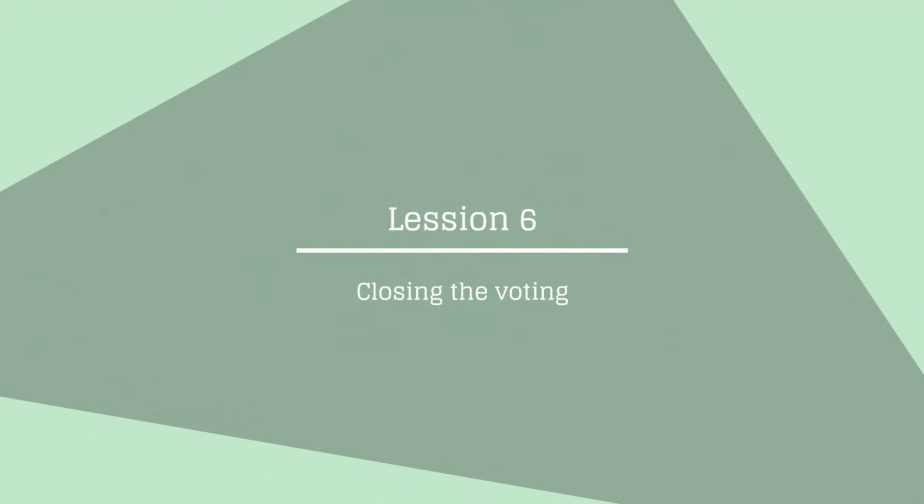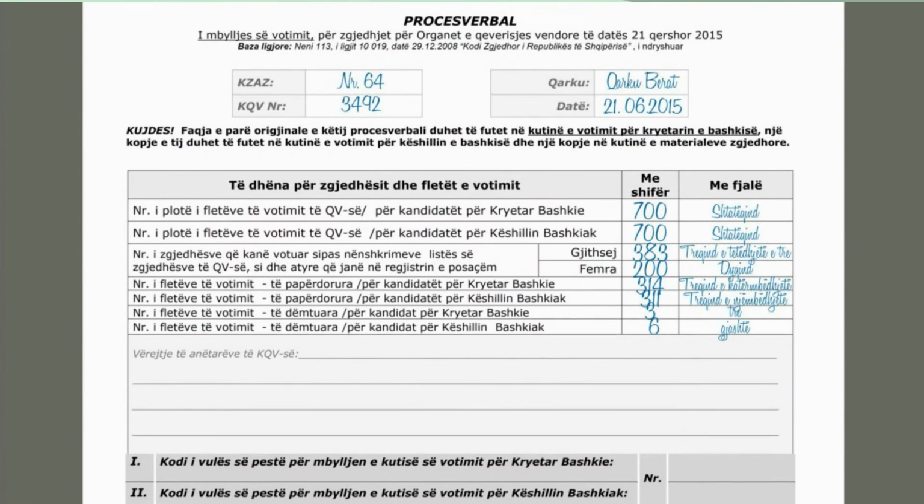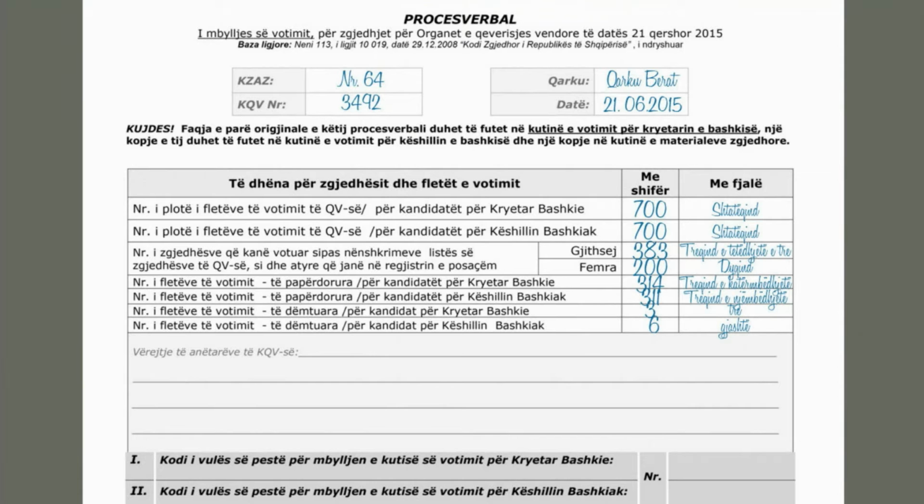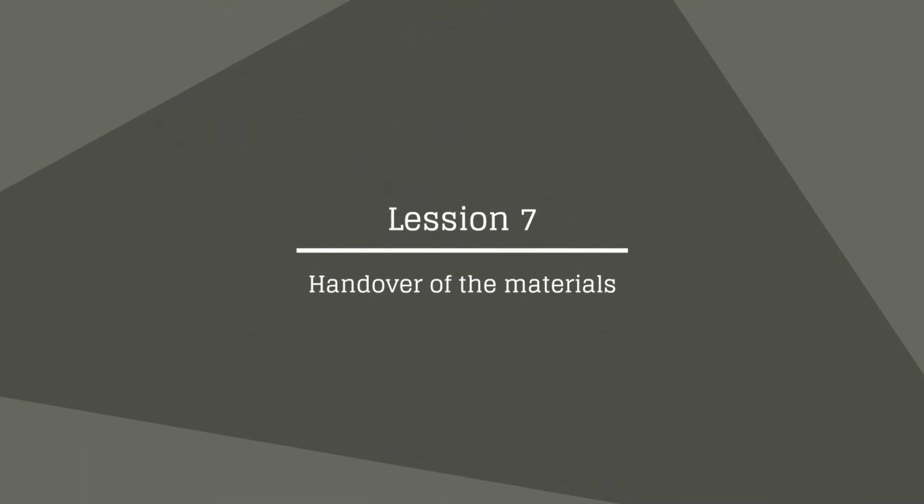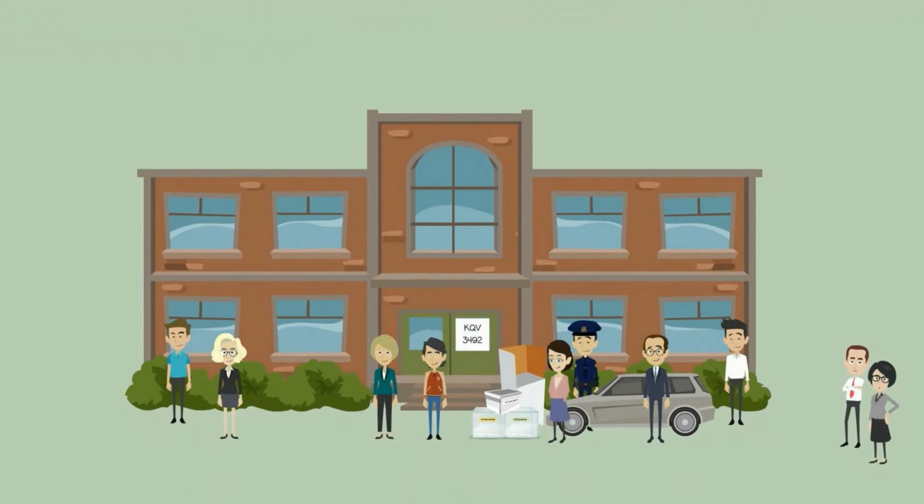Lesson 6, closing. We will go step by step on closing the voting center and completing required documentation. This is probably the trickiest part of the day. Lesson 7, handover of the materials. We will look at what happens after the closing of the voting center when the materials are transferred to the counting center.